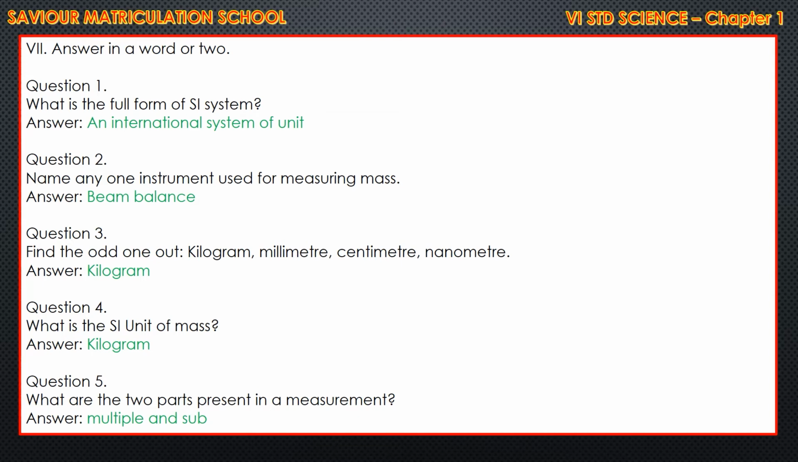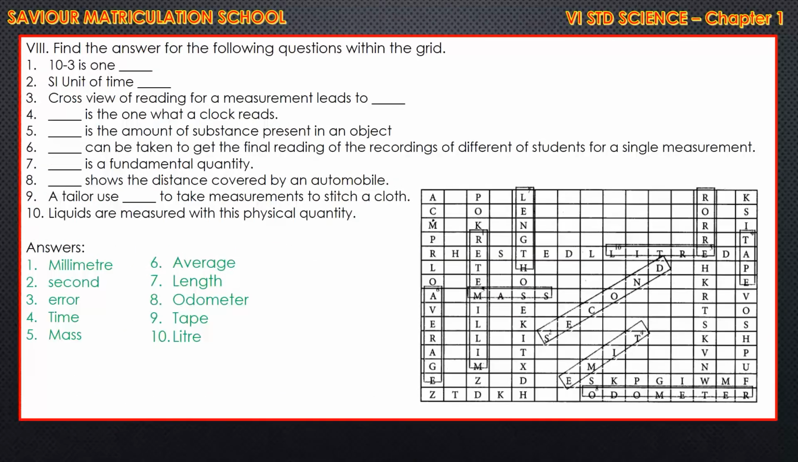Question 3. Find the odd one out. So the 4 options given there: kilogram, millimeter, centimeter and nanometer. So the correct answer is kilogram. Question 4. What is the SI unit of mass? Answer is kilogram. Question 5. What are the 2 parts present in a measurement? So answer is multiple and unit.